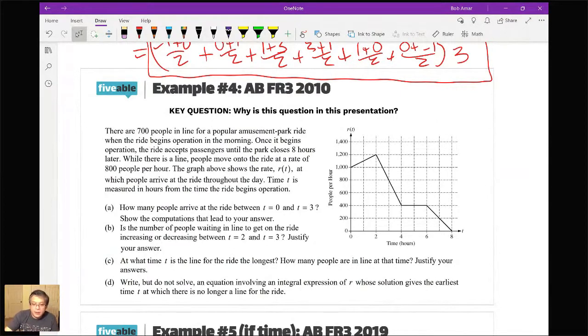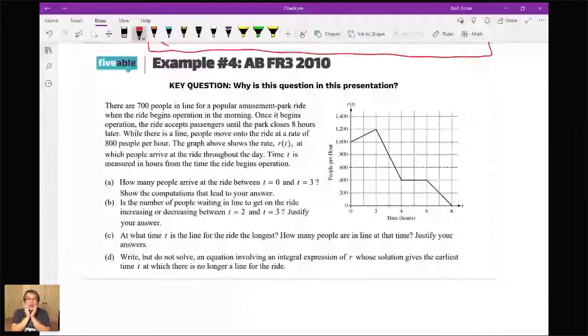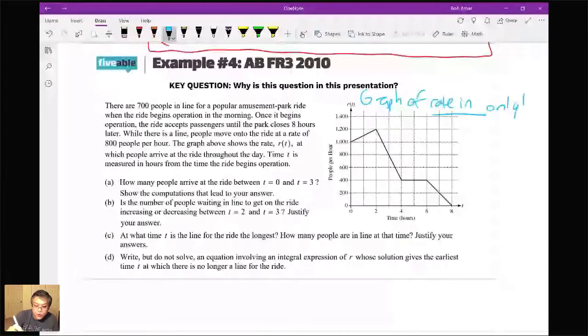All right. So the key question here again. This is another graph of a rate. Now it's only a graph of a rate in. Okay, you're told that people move onto the ride at a rate of 800 people per hour. So the rate out is a constant 800. And so the net rate of people in line is going to be rate in minus rate out.